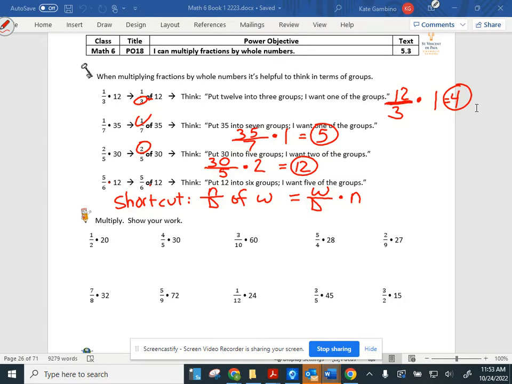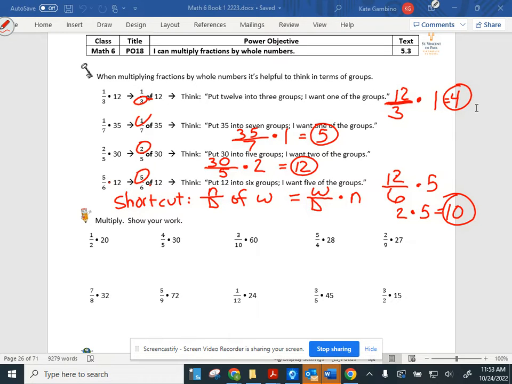So let's look at the last one. Put 12 into 6 groups, and you want 5 of them. So 12 divided by 6 is 2 times 5, and we get 10.